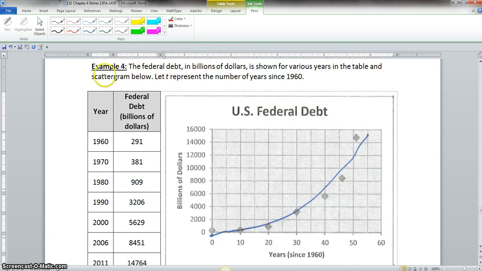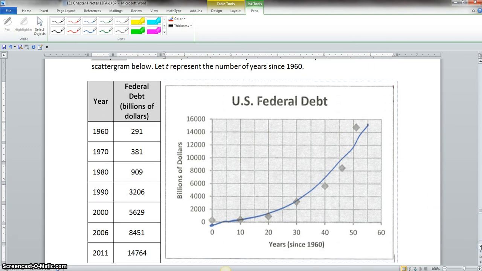Now we scroll down to the next page and we have example four. The federal debt in billions of dollars is shown for various years in the table and scattergram below. Let T represent the number of years since 1960. Now, first of all, we need to create another line here. We know that 1960, as far as this problem goes, is actually our zero point. 1970 is 10 years from that. 80 is another 10. 90 is another 10. 2000 is another 10, 2006 is 46, and 2011 is 51.